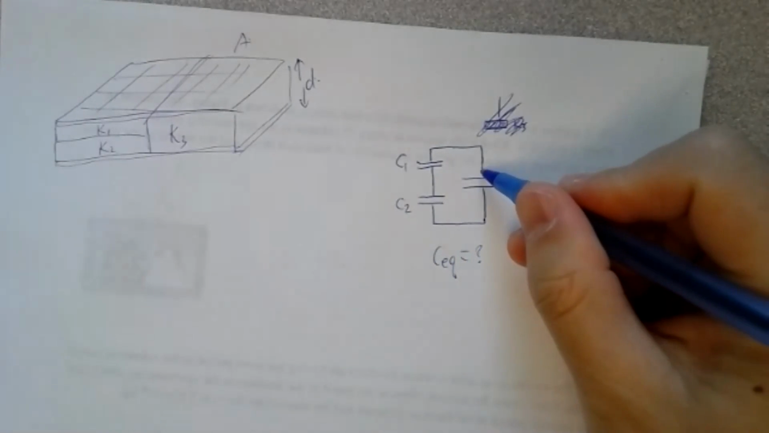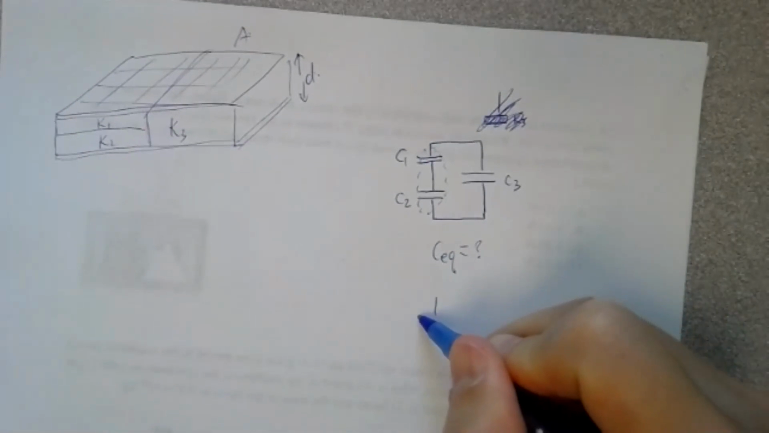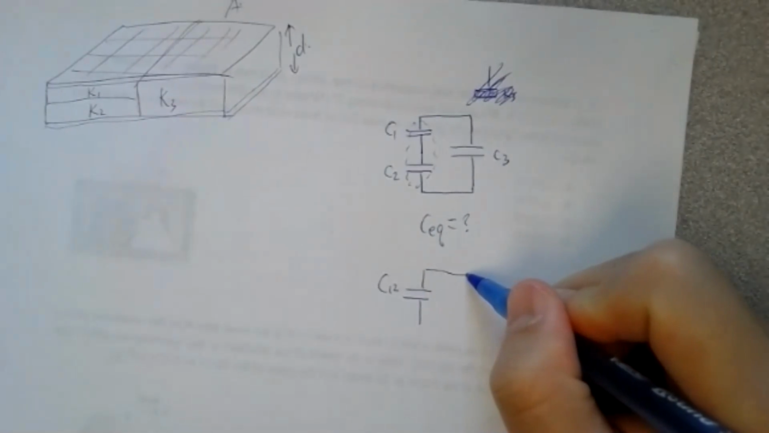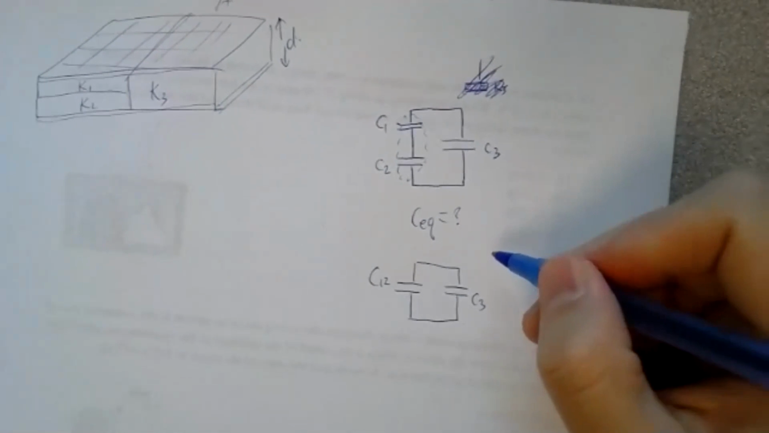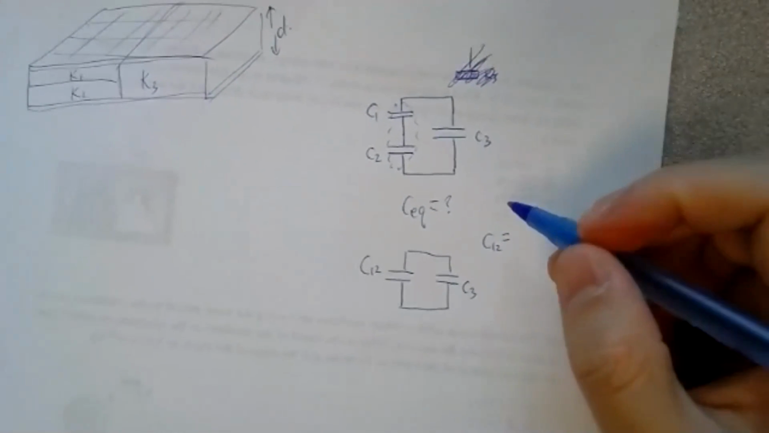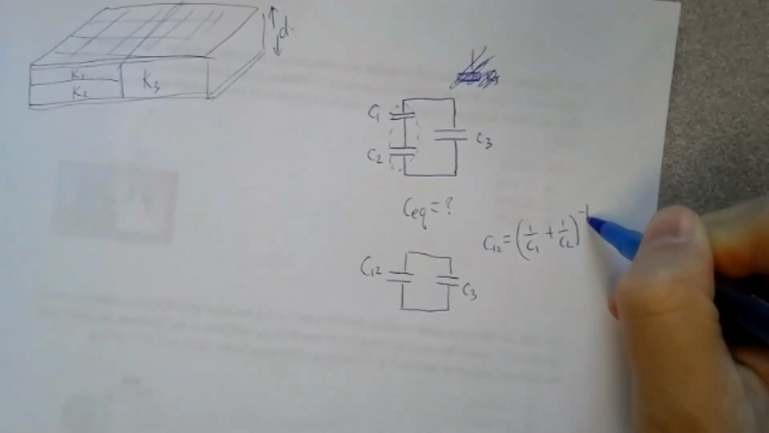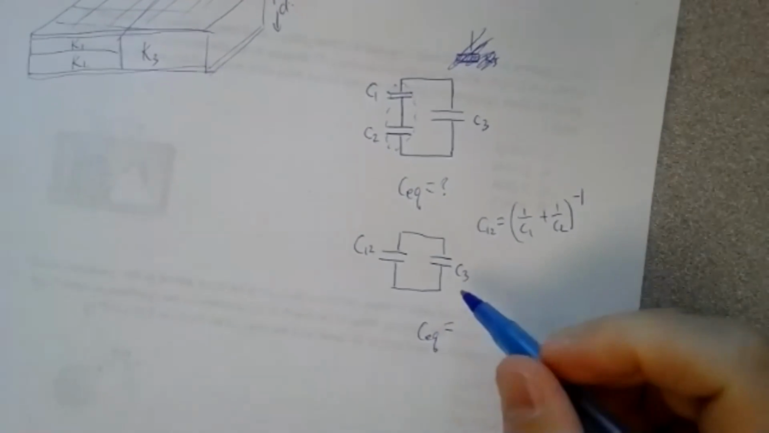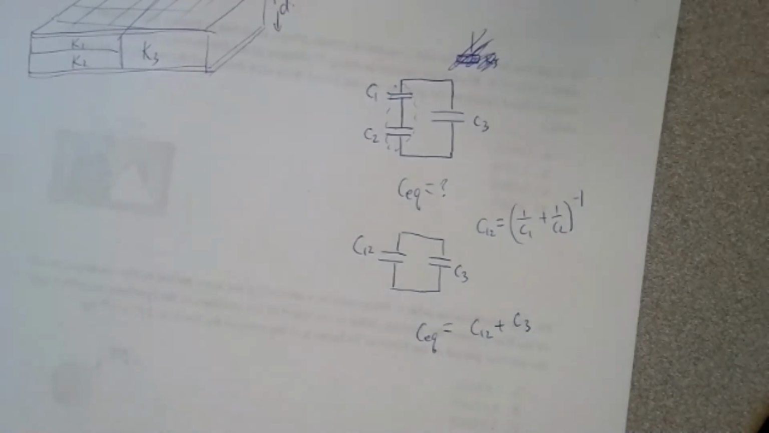So these two are in series with each other, you can replace that with one equivalent, C12, okay? And then this one is C3. So C12 is equal to, because they are in series, 1 over C1 plus 1 over C2, and then inverse of that, okay? Then Ceq is these two in parallel to each other, so C12 plus C3, okay? So now let's figure out what's C1, C2, and C3.